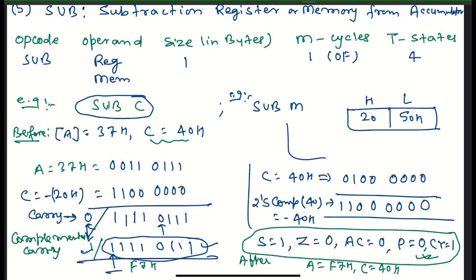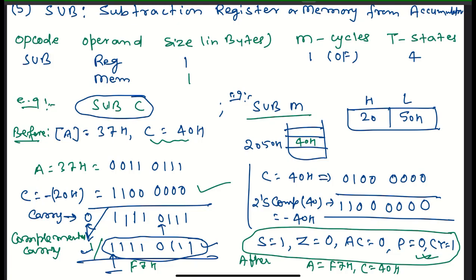So for example, if this is the memory organization, and at 2050H the value stored is 40H, and we perform the operation, it will be similar to what we learned here. So the result will be the same. Only the size of this instruction, SUB M, is 1 byte, since it has only English alphabet.